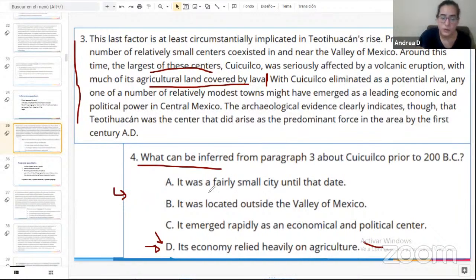It couldn't be something so simple as it was a fairly small city because it's too detailed. Some people will say, okay, it was a relatively small center. I don't know. It was located outside the Valley of Mexico. Maybe it was near the Valley of Mexico. Maybe it was in the Valley of Mexico. It will be too easy anyhow. So try to think of that idea.